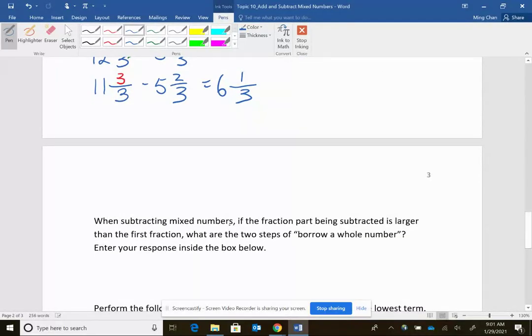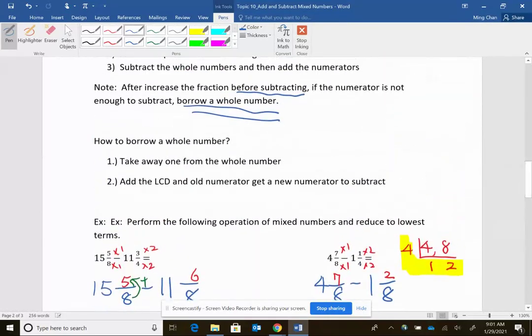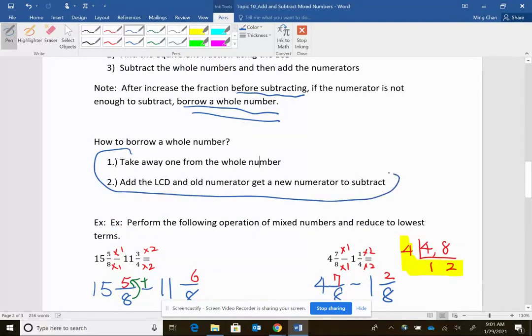When subtracting mixed numbers, if the fraction part being subtracted is larger than the first fraction, what I mean is the second numerator is larger than the first numerator, what are the 2 steps to borrow a whole number? All you have to do is just copy down your 2 steps on how to borrow a whole number.